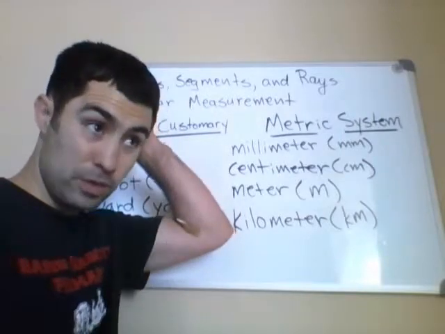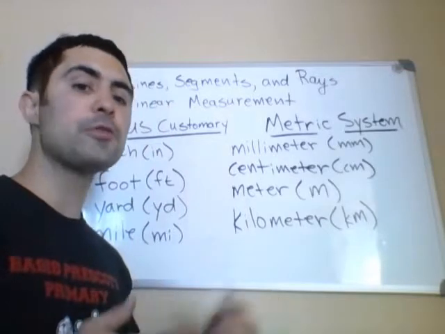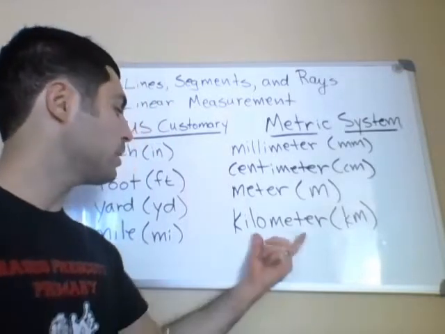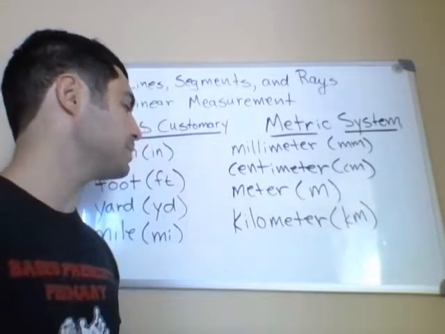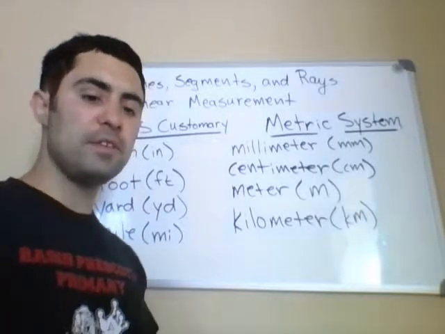A lot of times if you run cross country, you'll run the 5K or the 10K or the 3K or something like that. So a lot of times this is used to measure running or track events.